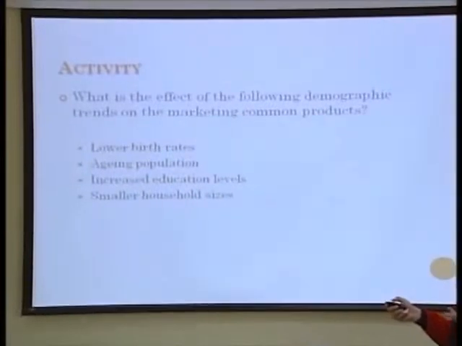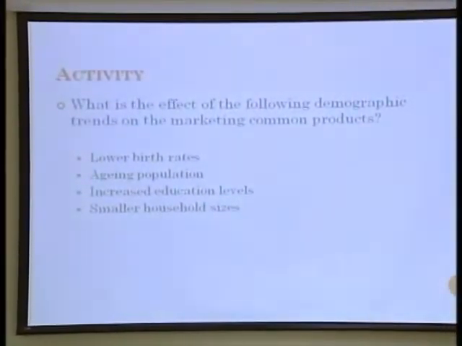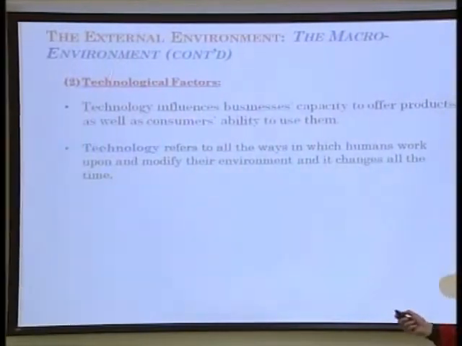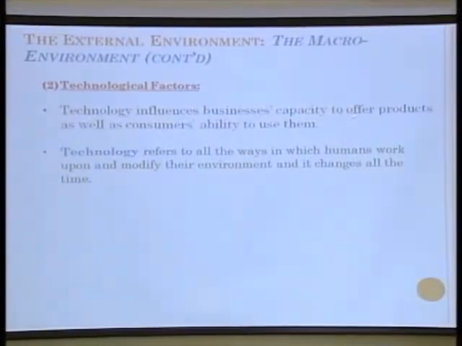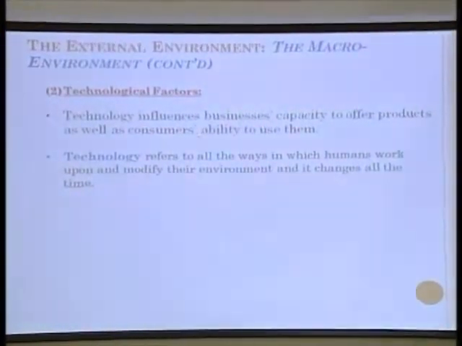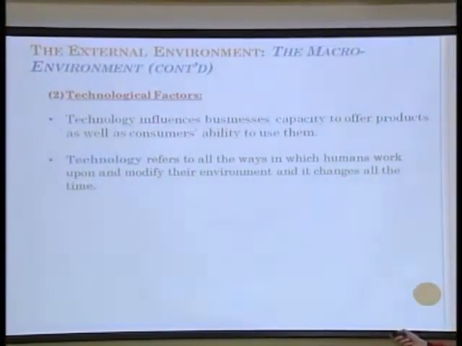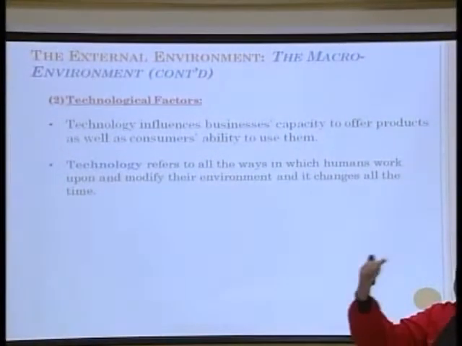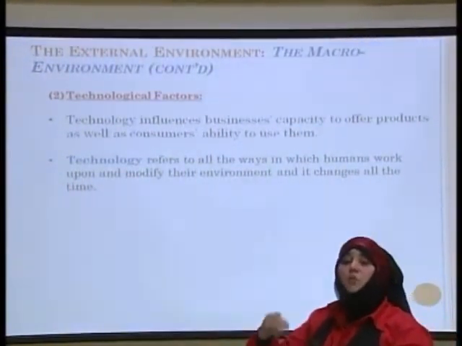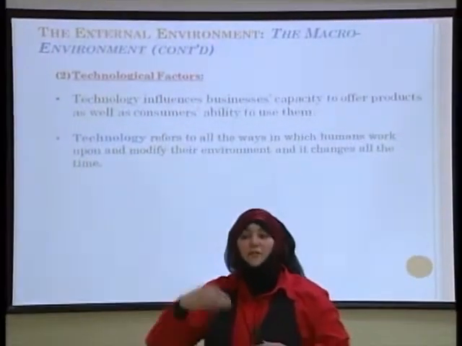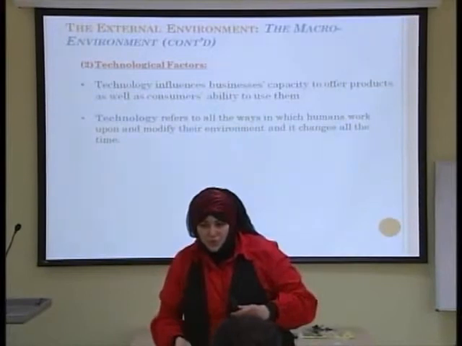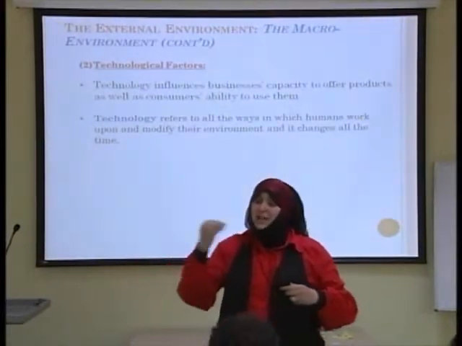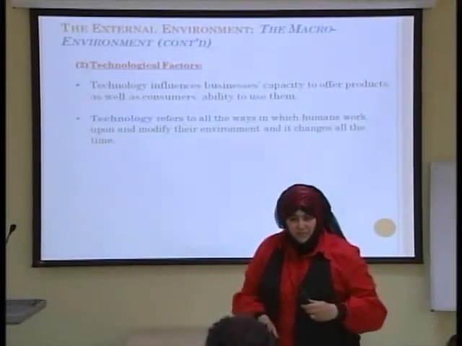Okay? Now we understand how marketers should deal with the sociological factors. Okay. All right. Here we have the technological factors. Technology influences businesses' capacity to offer products as well as consumers' ability to use them. Because we have development in technology, we can offer more products because now we have more ideas for products and you have the capability to produce them, and at the same time consumers have the ability to use them.